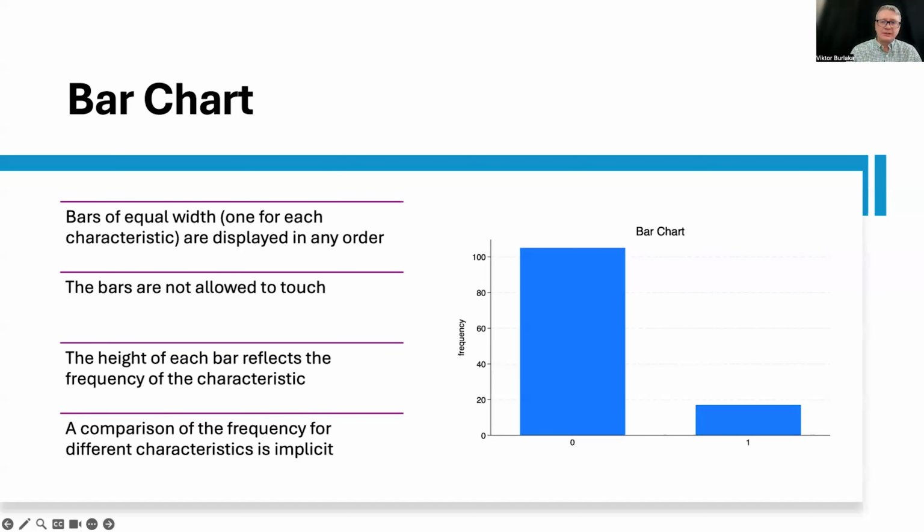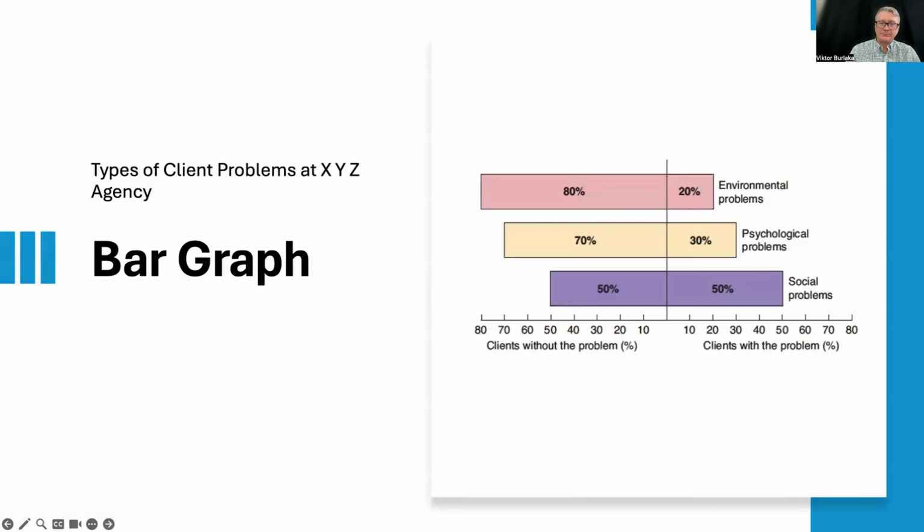Bar charts are used to represent categorical data. Each bar height reflects the frequency of the characteristic, and the bars do not touch, distinguishing them from a histogram. They're great for comparing frequencies and quickly identifying patterns in the data.